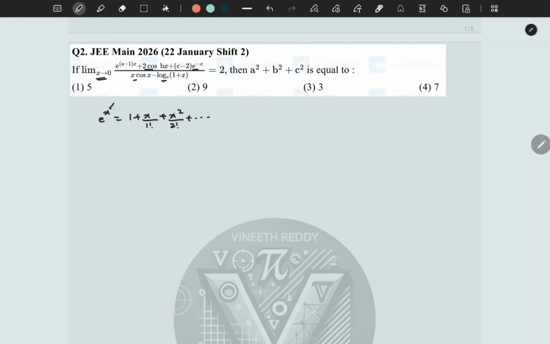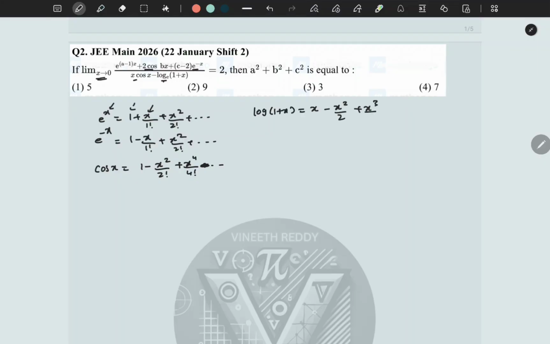How do we remember this? Replace x with 0. Left hand side will be 1 and the right hand side is also 1, right? And also e power minus x is 1 minus x by 1 factorial. Replace x with minus x throughout since it's an identity. Here we get minus x whole square, which is x square divided by 2 factorial and so on. And next, cos x is 1 minus x square by 2 factorial plus x power 4 by 4 factorial and so on, right? Minus x power 6 by 6 factorial. And log of 1 plus x is x minus x square by 2 plus x cube by 3 minus x power 4 by 4 and so on, right?